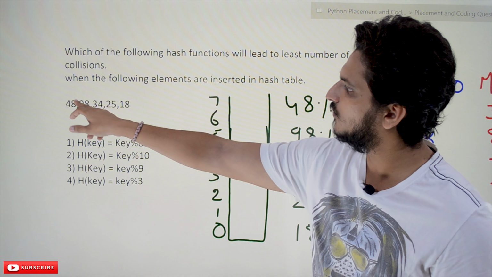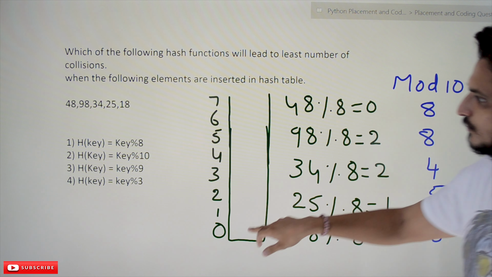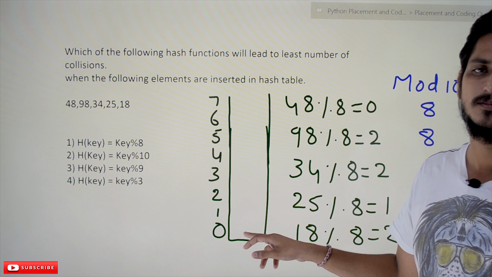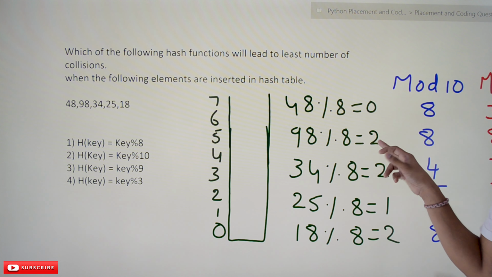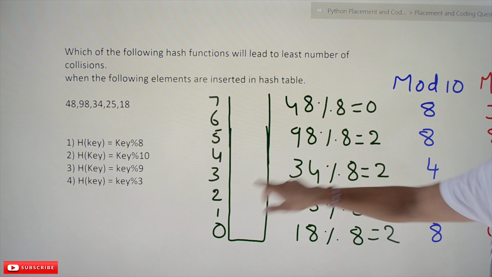Key mod 8 means 48 mod 8. What is the value? 0. At 0th position, 48 has to be placed. That is how hash function works. At 0th position. And 98 mod 8 output is 2. At second position, we have to place 98 value.